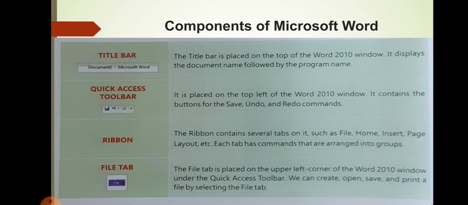Next component is ribbon. A ribbon appears when we click on any tab and it contains various commands which are organized in groups. And by default, MS Word opens up with Home tab. Next is File tab. The File tab is placed on the upper left corner of the MS Word window. Under the Quick Access toolbar, we can create, open, save and print a file by selecting the File tab.